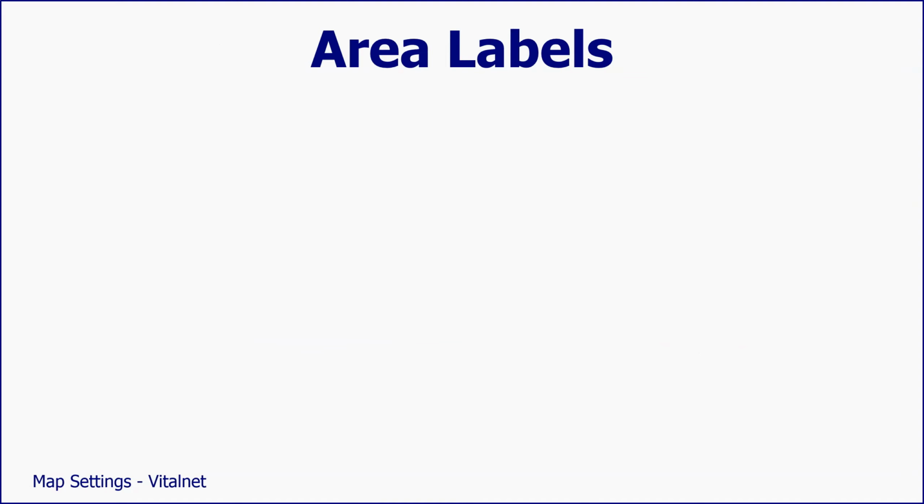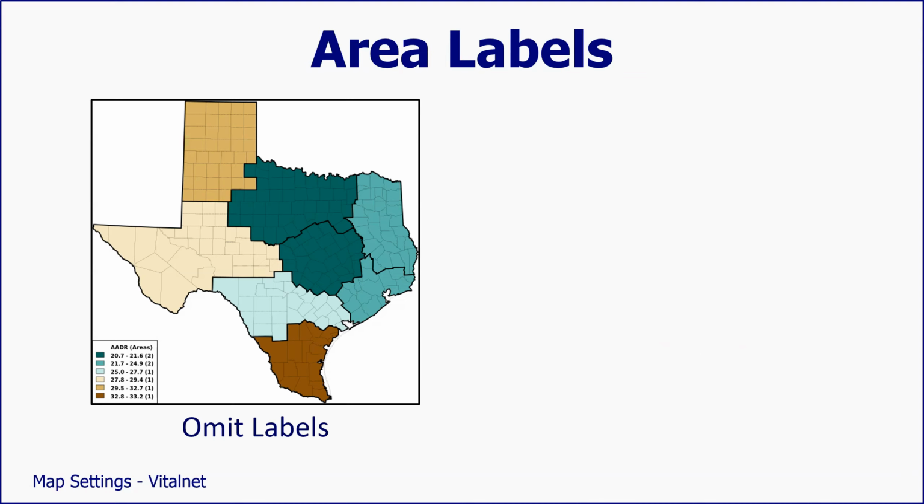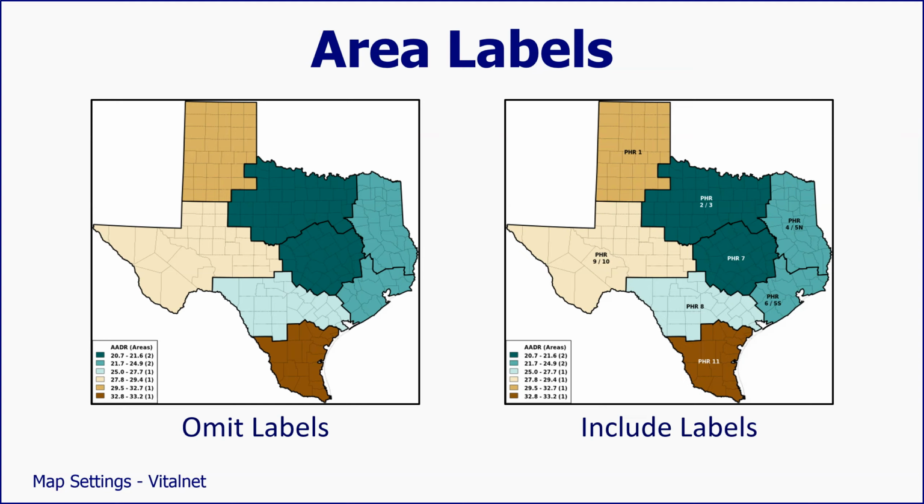Area labels is pretty simple. The default is to omit area labels. The map is clean and clear. Or you can choose to have labels. Area labels provide information, but can clutter a map when there are many small counties. You have to decide which choice is better for your purposes.